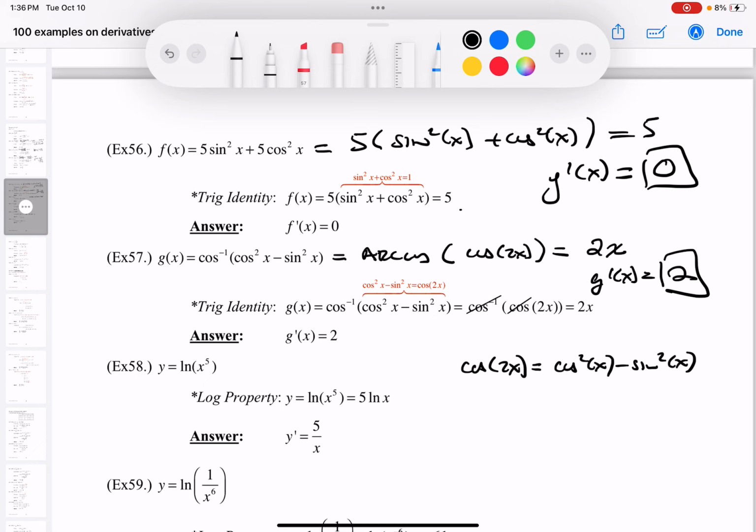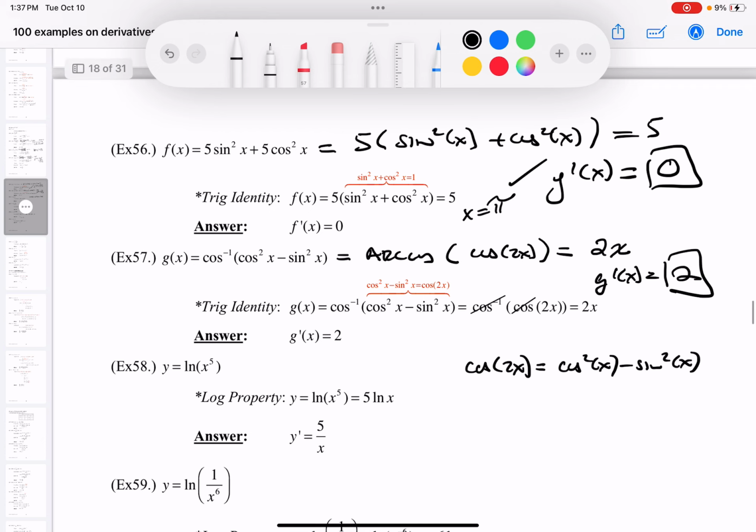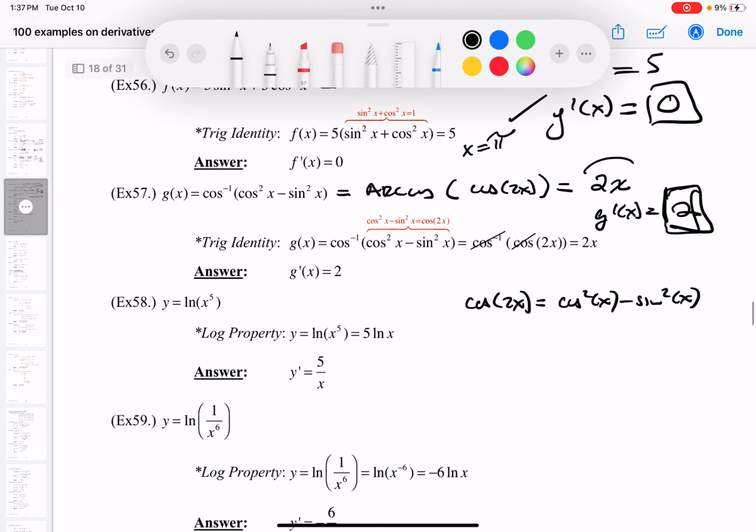So again, let me put this down. If I said x is pi, and cosine of 2 pi is 1, and the arc cosine of 1 would be 0. And it's not the same number, but this doesn't matter to me over here because I'm taking its derivative. It's a constant. I'm going to get 2 there. All right? Let's keep going.